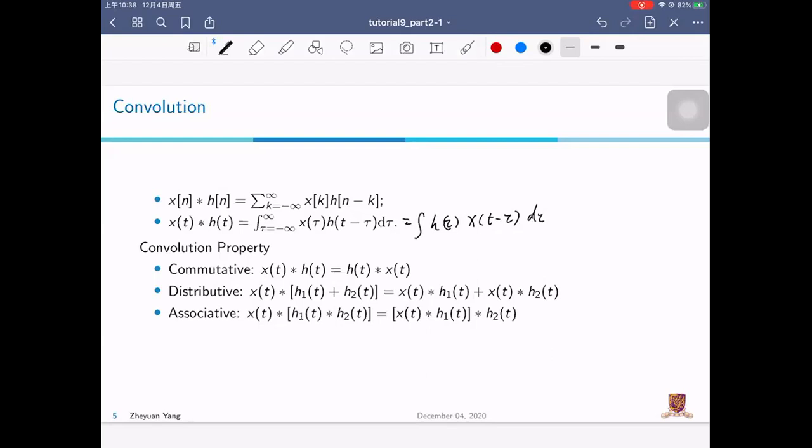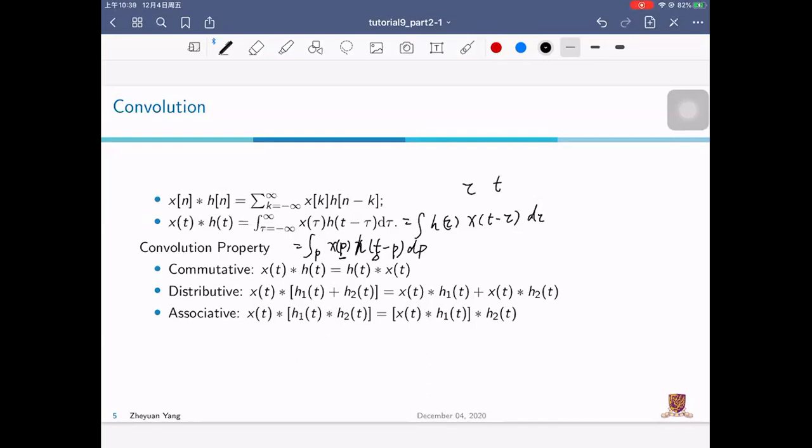When you are doing the convolution, I noticed that some of you may mix up tau and t. If you are confused about these two parameters, you can change it to p: x(p), h(t minus p), dp. When you observe this equation, you are doing the integral over the variable p, and you will only have one variable t in your final result. So if you think you may mix up tau and t, you can change it to another variable.